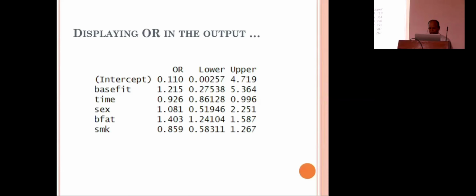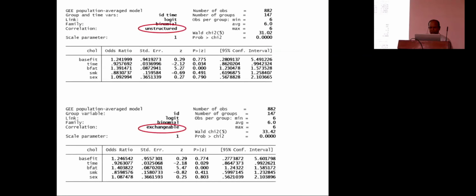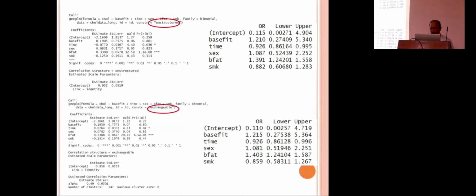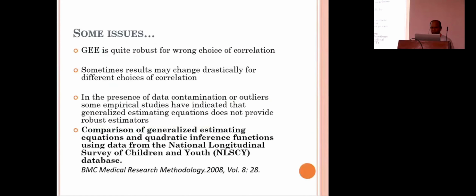So this is using R code, the same thing: unstructured, exchangeable, and so on. You can do this. The GEE is quite robust for wrong choice of correlation. That is what I said. We are saying that don't worry too much about which correlation structure to select. If you're very specific and a perfectionist, just try each individual correlation structure and see which one gives you the lower likelihood ratio.